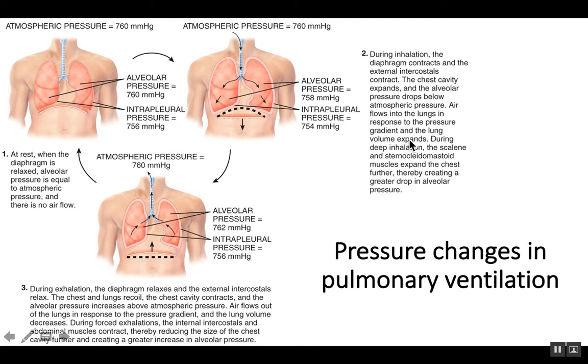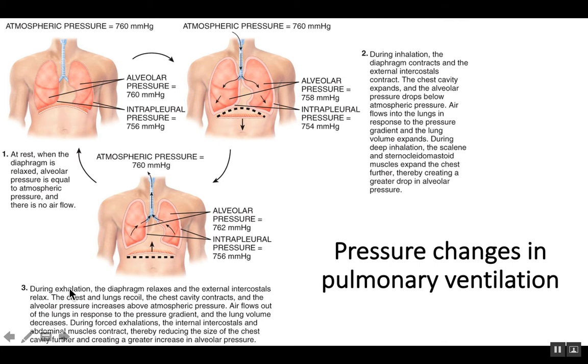If we were forcefully breathing, we would include the scalenes and sternocleidomastoids to expand the chest even more and create a greater drop in alveolar pressure so we can keep filling those lungs. So that's the process during inhalation. Notice the intrapleural pressure also must drop a bit because we got to keep that pressure below alveolar pressure. So we just inhaled.